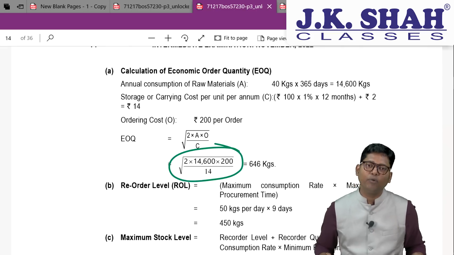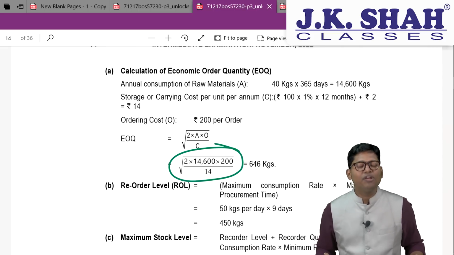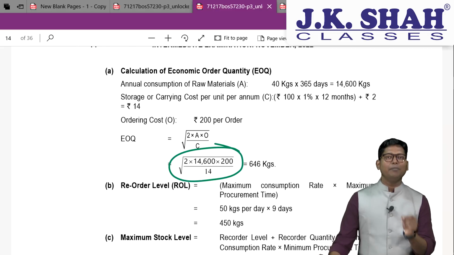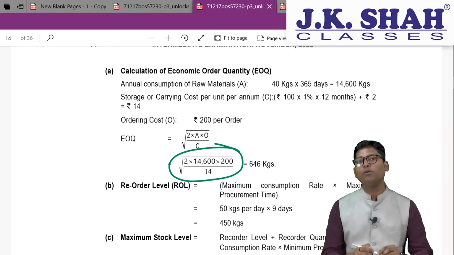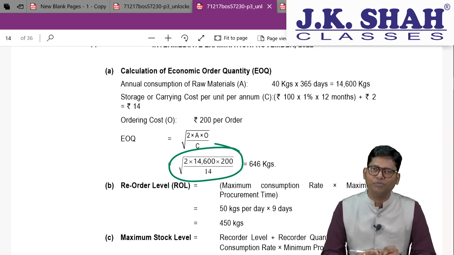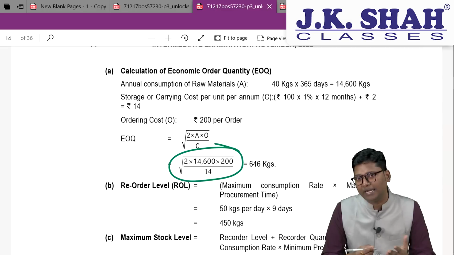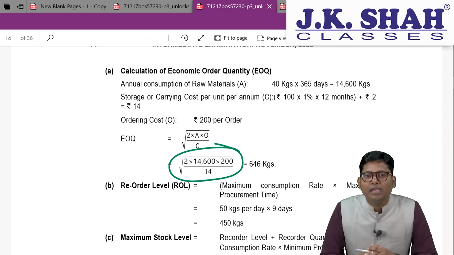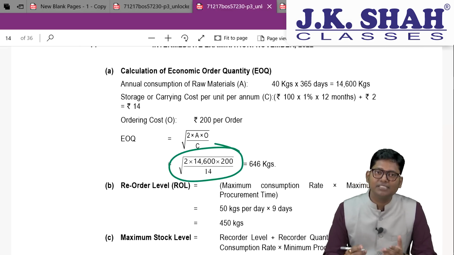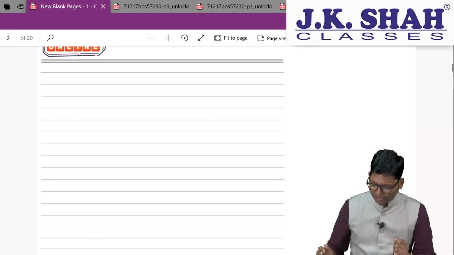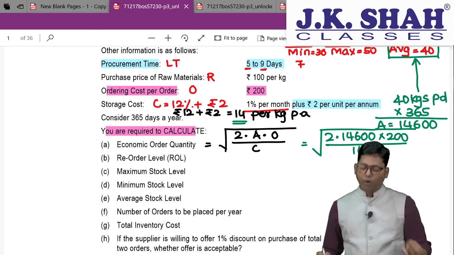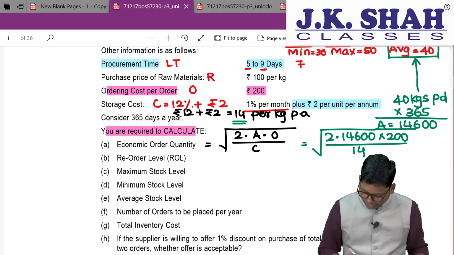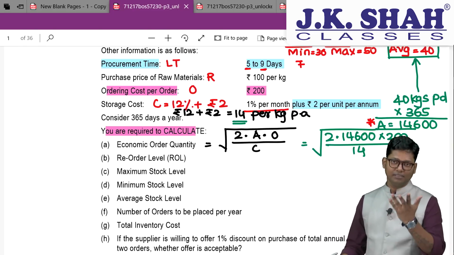When you solve this, you are going to get a fractional figure on your calculator. They have taken the rounded off figure, because whenever you purchase material, it is generally purchased in rounded off figures. We always prefer to purchase exact quantity, and that's why they have rounded it off to 646 kgs. This is the EOQ calculation. So point number 1 was very simple, and that is done.